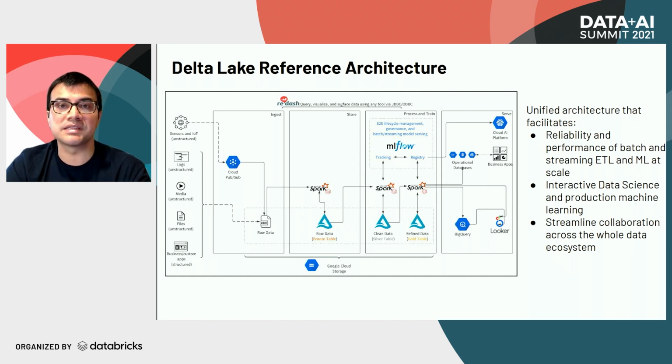This curated data set can then be used for machine learning using something like Cloud AI platform. It could be further analyzed using something like Google BigQuery. It could be visualized through Looker, and so on and so forth. So as you can see, the Delta Lakehouse architecture helps streamline the collaboration across your multiple teams by keeping the data in one centralized location, and it allows your team to scale around the entire data ecosystem.